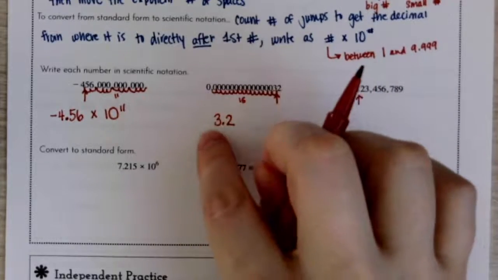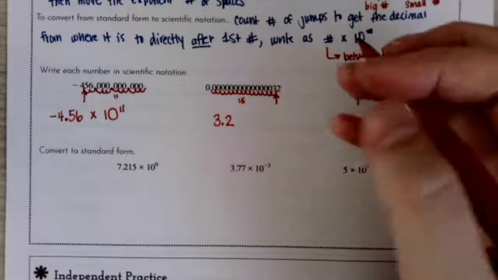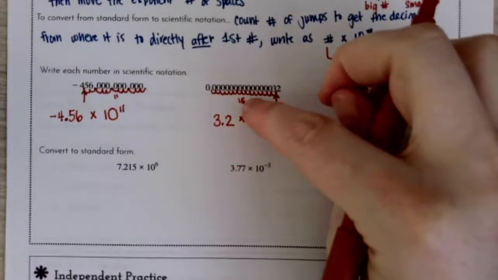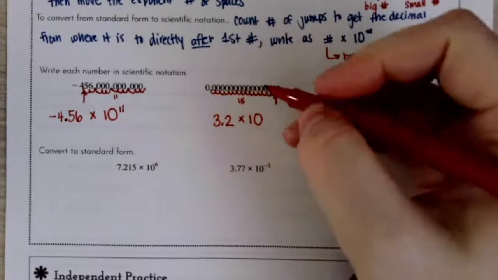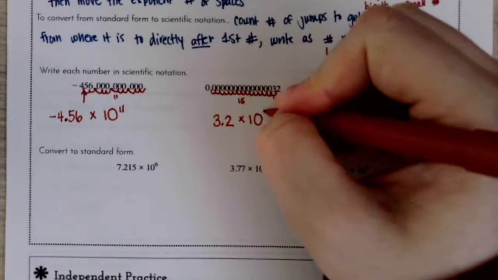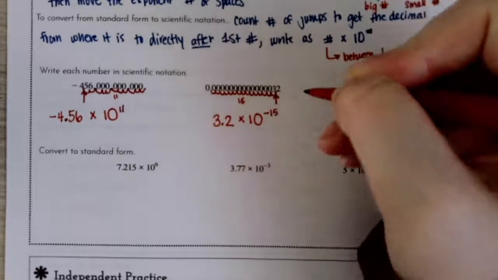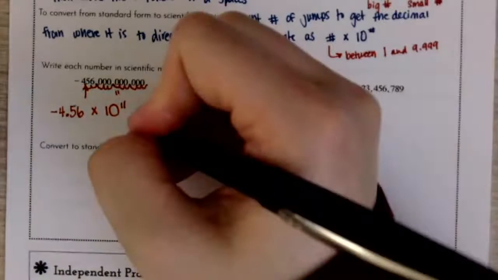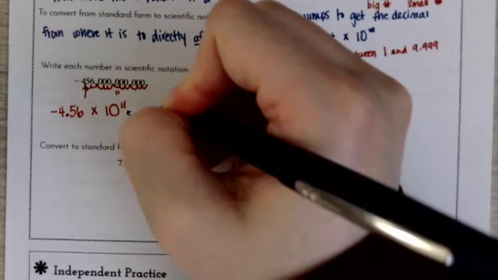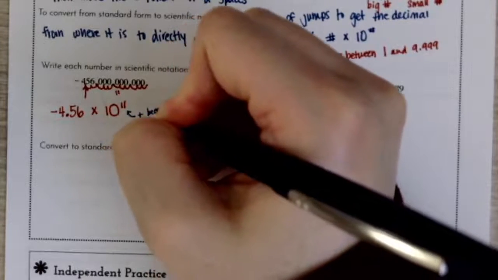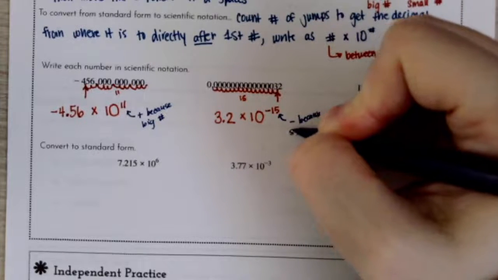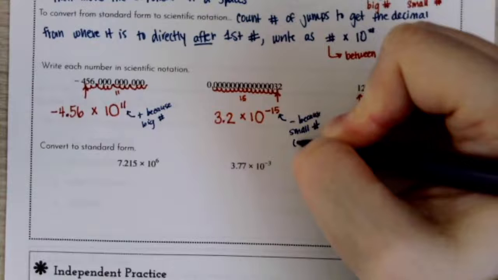There's no negative out front, so I don't need a negative here like I did over here. Times 10 stays the same every time. And then I scooped 15 times, but this is a very small number. This is a decimal, and so my exponent needs to be negative 15. So if you want to make a little note to yourself, this 11 is positive because we have a big number. And this 15 is negative because we have a small number, or a decimal.